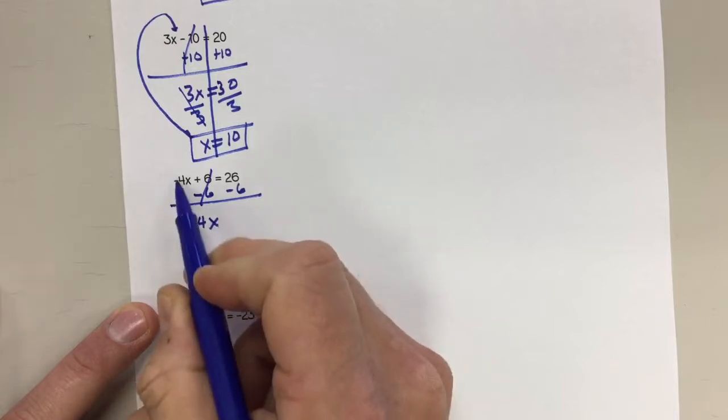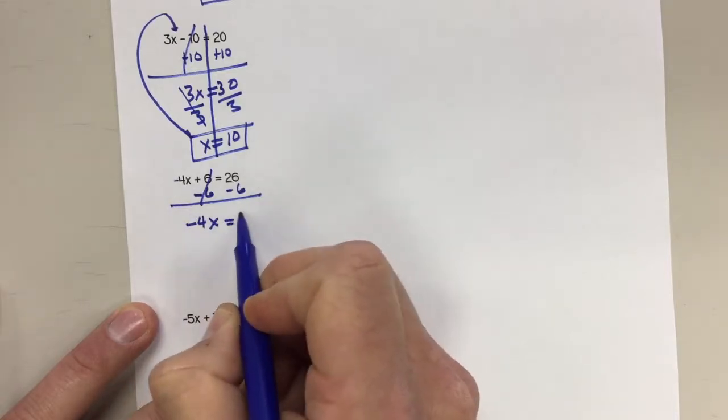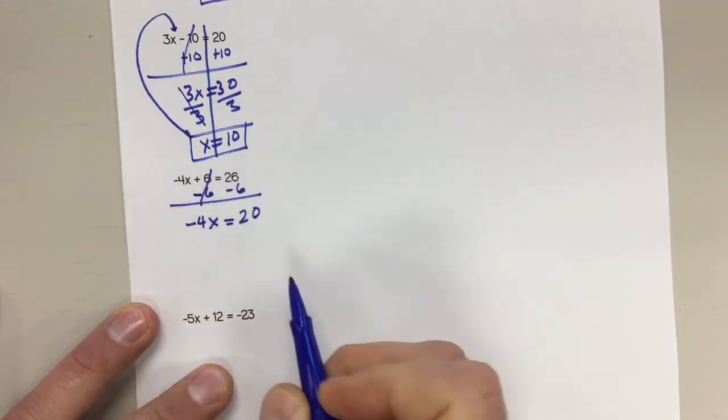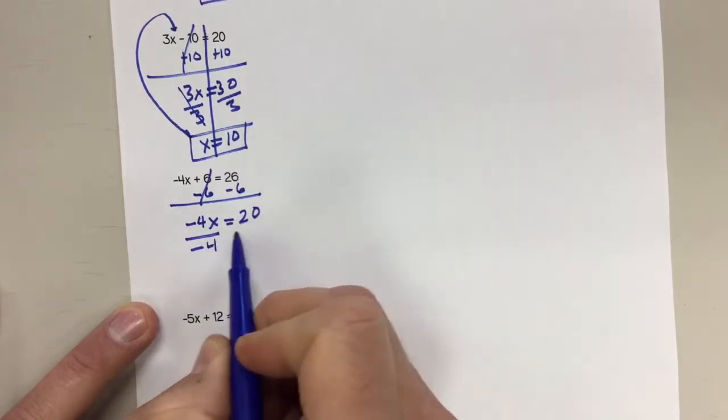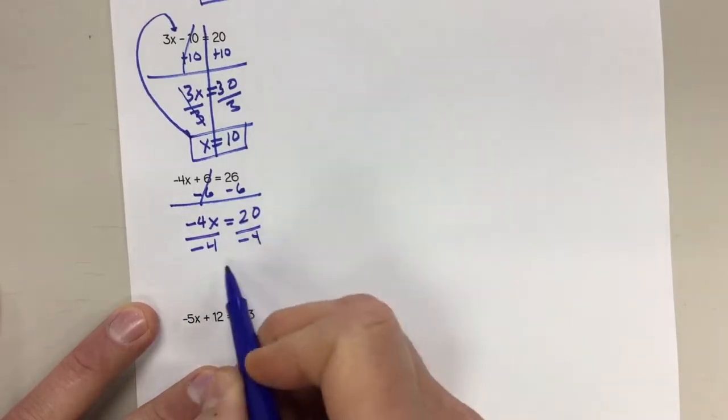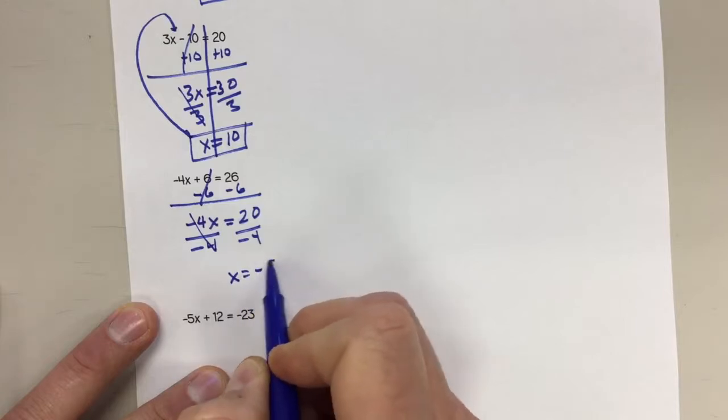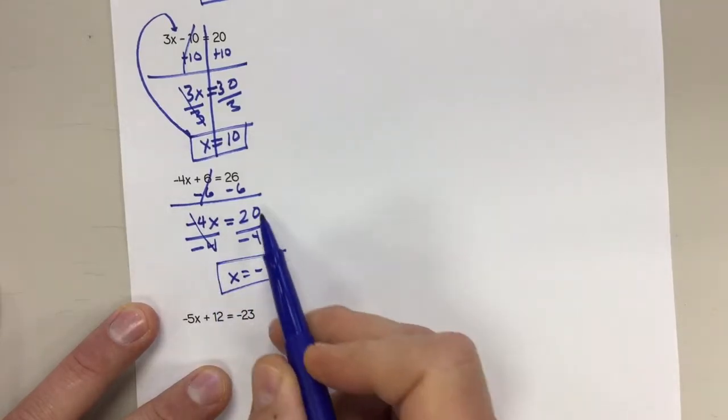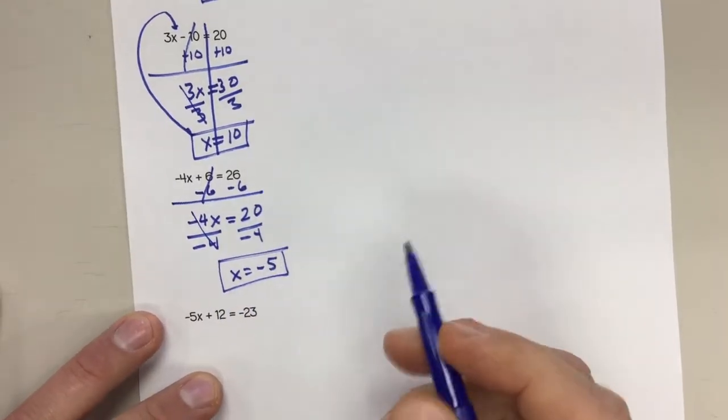The negative 4x just comes down and stays the same. 26 minus 6 is 20. Divide both sides by negative 4. Those cancel, end up with negative 5. Remember, a positive divided by a negative is negative.